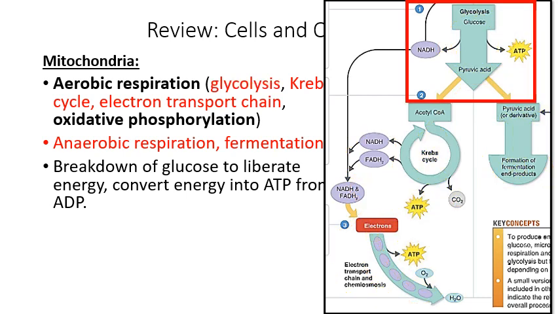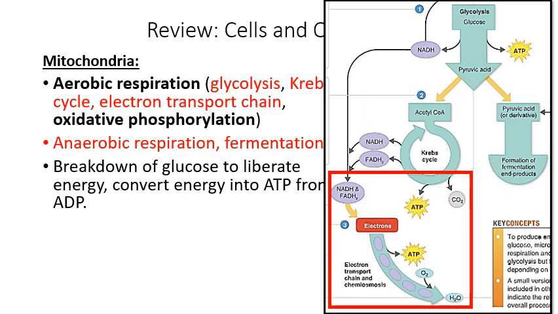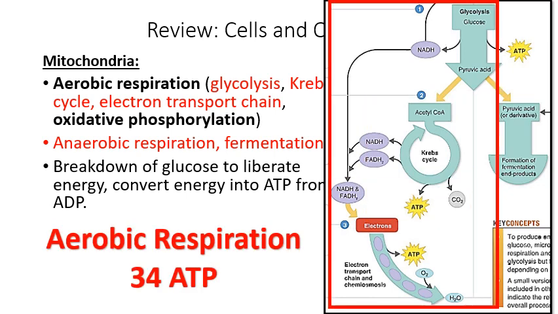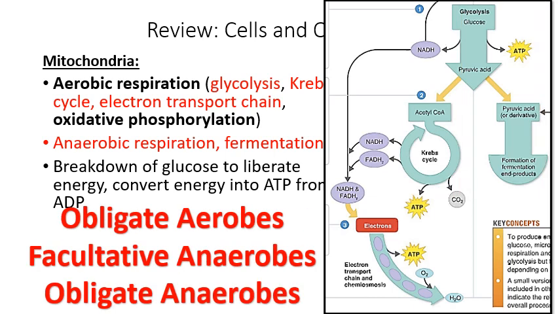Okay, so glycolysis, step 1. The Krebs cycle, step 2. The electron transport chain, step 3. Right? Total 34 molecules of ATP for the cell to use for energy. Anaerobic respiration generates basically just 2.